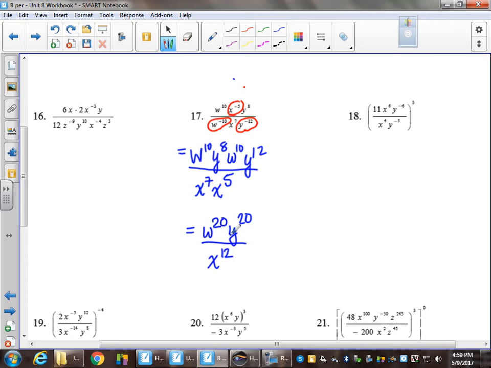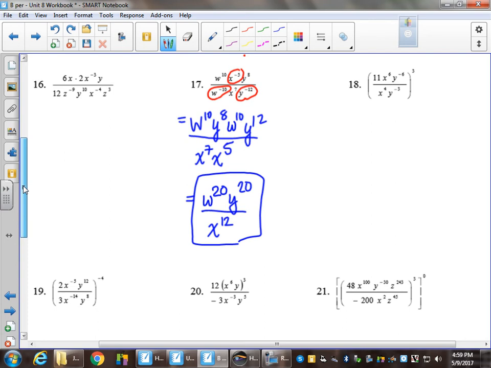Now I look again, w, y, and x, those are all different bases. That's as far as we can go. Number 19 and 18 are similar, so let's work on 19.